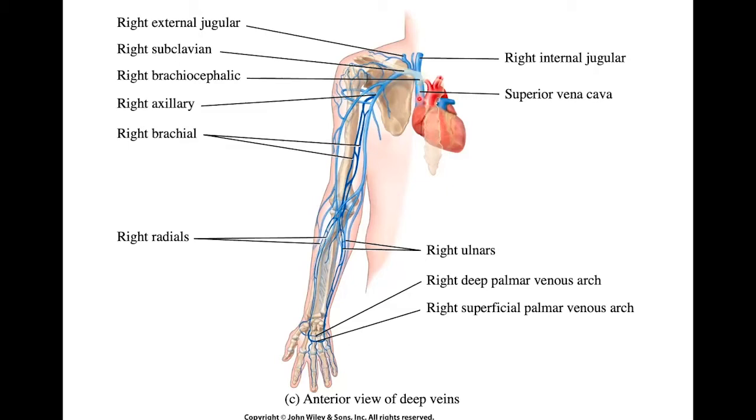From the superior vena cava, and here we're looking at the right side of the body, so we have the right brachiocephalic vein. And you can see here, here's the right internal jugular, and then there is the right external jugular draining into the subclavian. Okay, so from the brachiocephalic vein, subclavian, we have the axillary vein, and now this is where it changes.